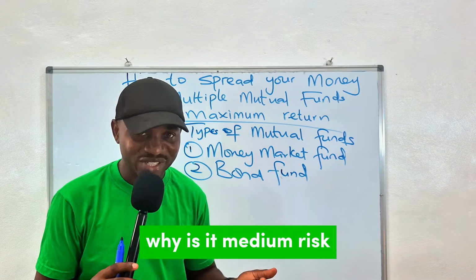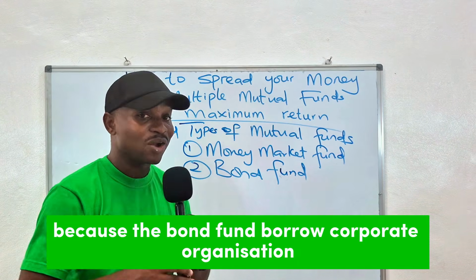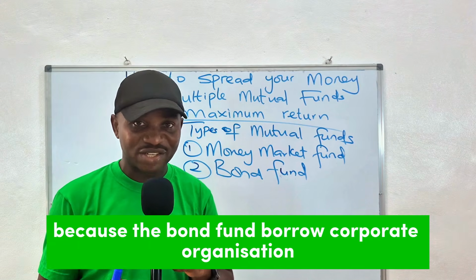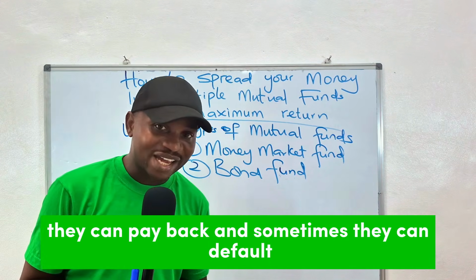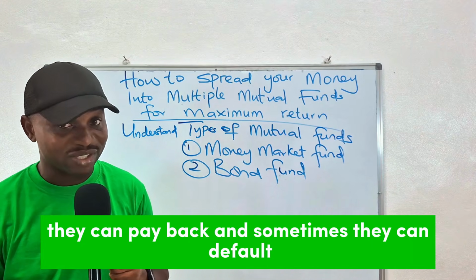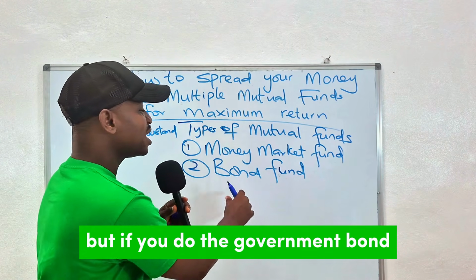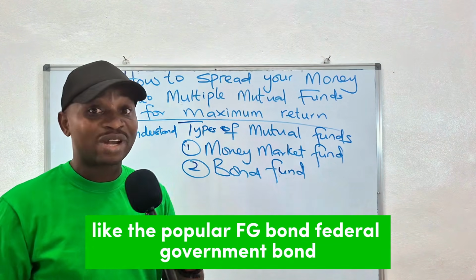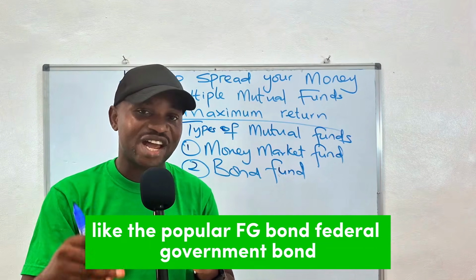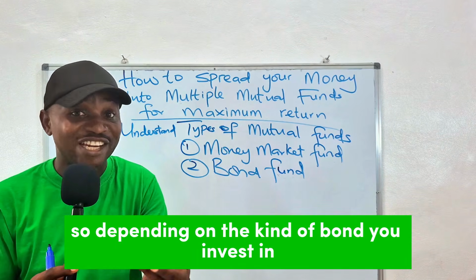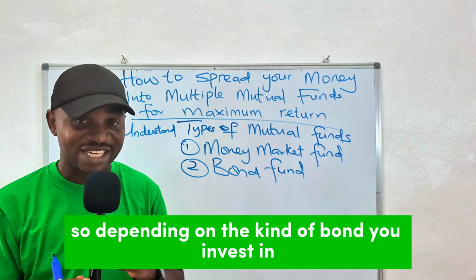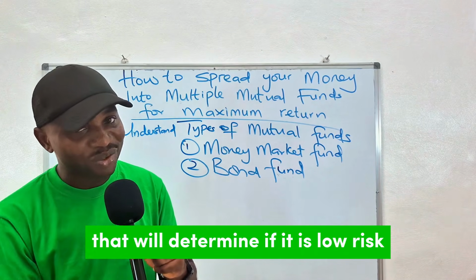Why is it medium risk? Because the bond fund lends to corporate organizations. So when you lend a company your money, they can pay back and sometimes they can default. But if you do the government bond, like the popular FG bond, federal government bond, that one is very low risk. So depending on the kind of bond you invest in, that will determine if it is low risk or medium risk.